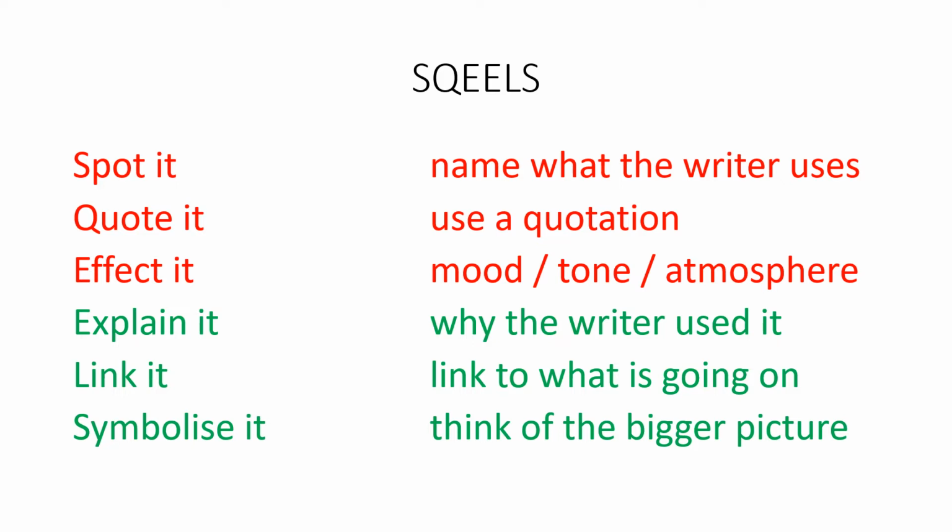So SQUEALS, there you go, in a nutshell. You want to be doing all of those in any order. There's no set order for doing them. However, what we're saying is the red stuff are your basics. You've got to get those, and it's the green stuff that's going to take you further. So the explain, link, and symbolize it. Think about how they are on the page there, and that's the kind of importance they have. Explain it is the really, really important thing, and then link and symbolize is the next level up.